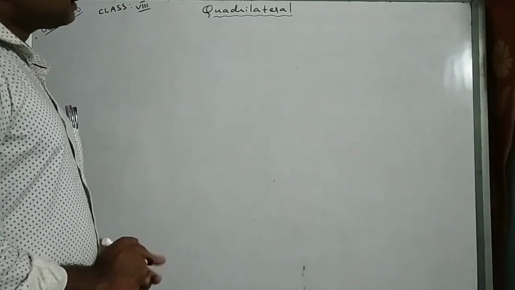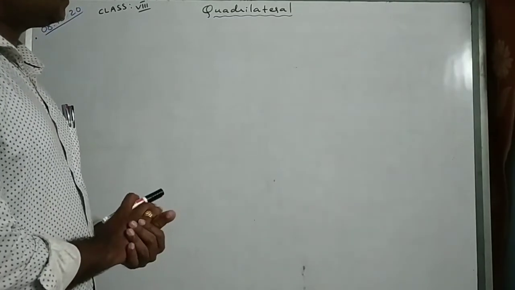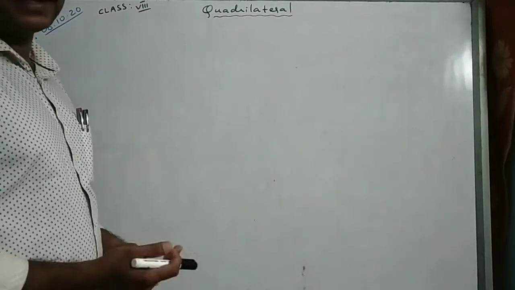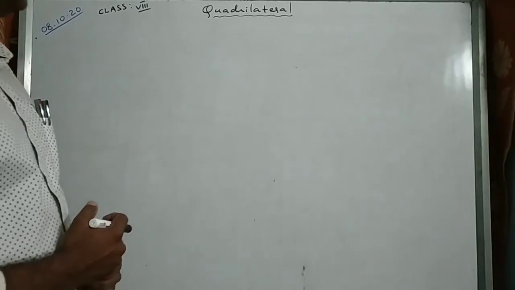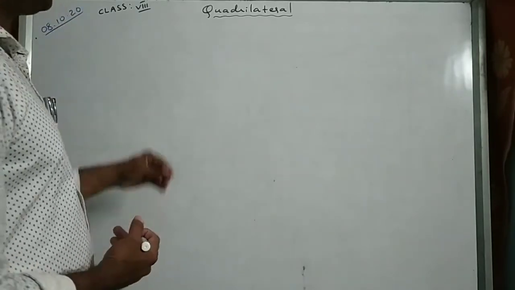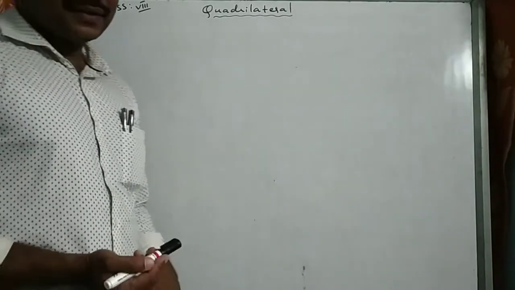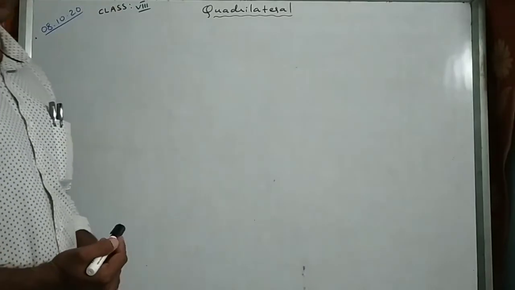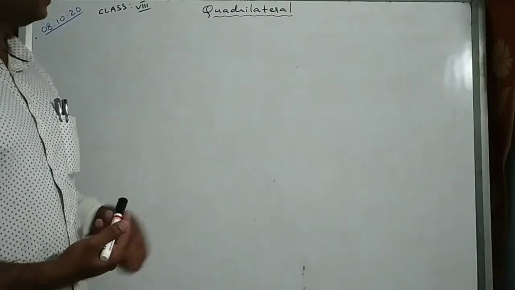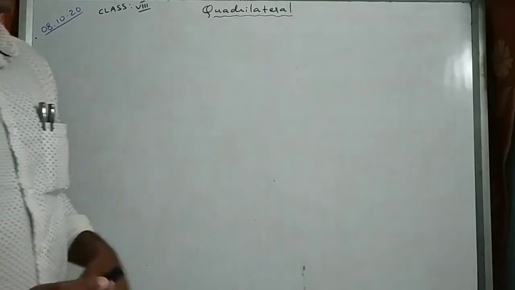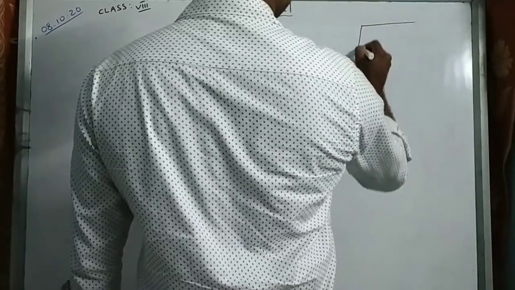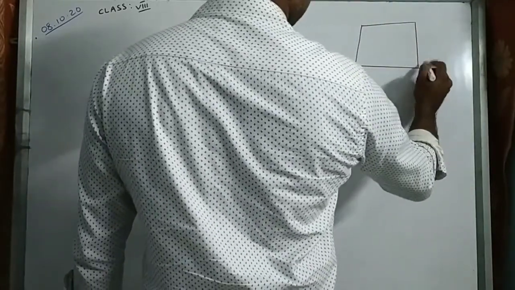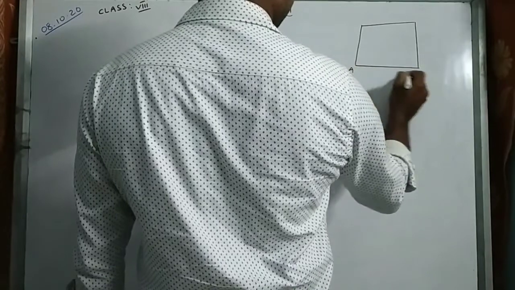In the previous class, we saw some concepts about triangles, their areas, types, and related problems. Today, let us see about quadrilaterals. A triangle is a simple closed figure formed by three line segments, but a quadrilateral has four line segments. It is a closed figure, right?